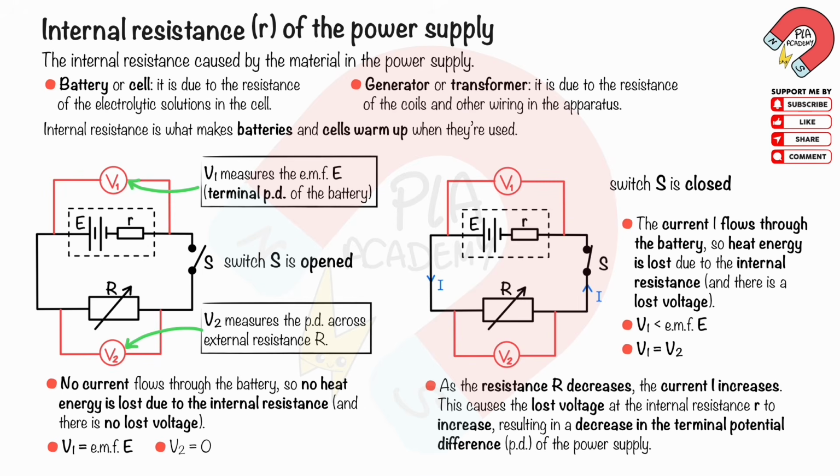As the resistance R decreases, the current I increases. This causes the lost voltage at the internal resistance r to increase, resulting in a decrease in the terminal PD of the power supply.